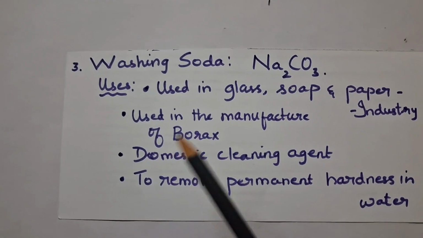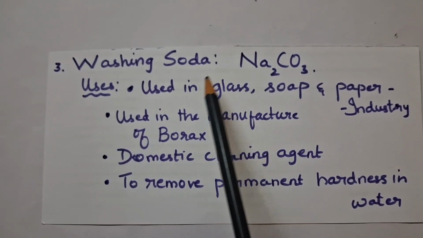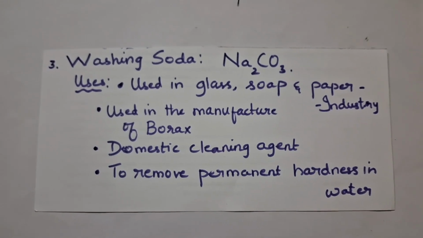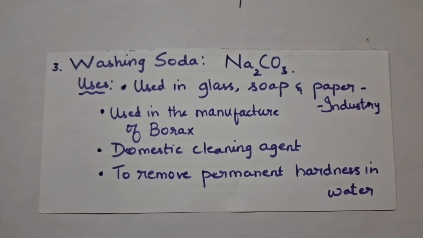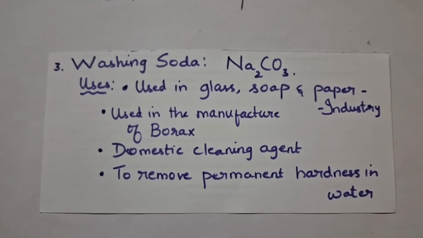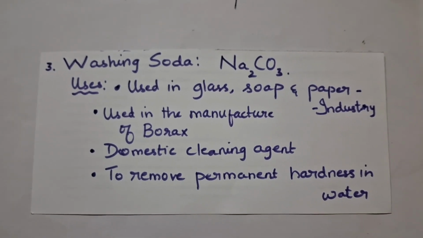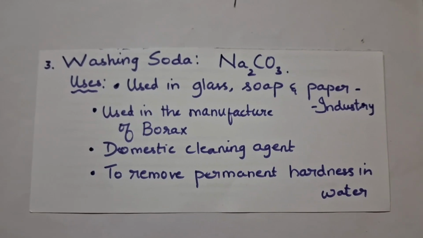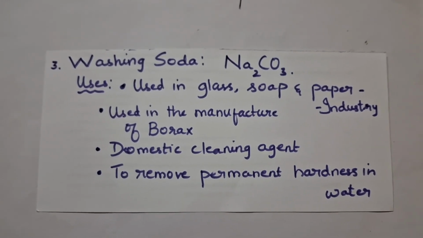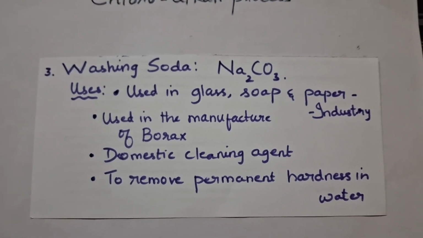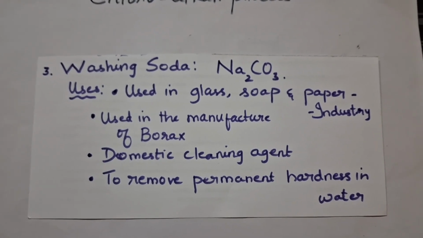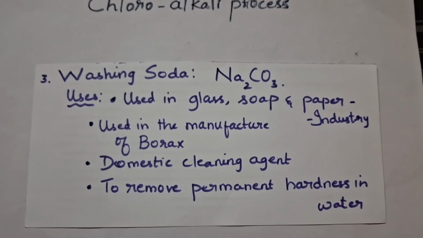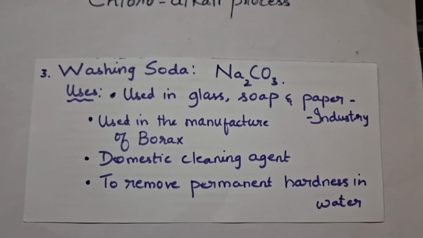Next is washing soda. The uses of washing soda: it is used in the glass, soap and paper industries. It is used in the manufacture of borax, and it is used as a domestic cleaning agent, and the main thing, to remove permanent hardness in water. So here a one or two marks question will be asked. Name a sodium compound which is used to remove permanent hardness in water. Then name the sodium compound used in the glass industry.